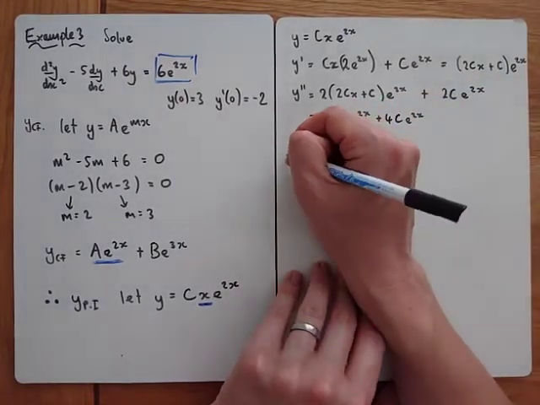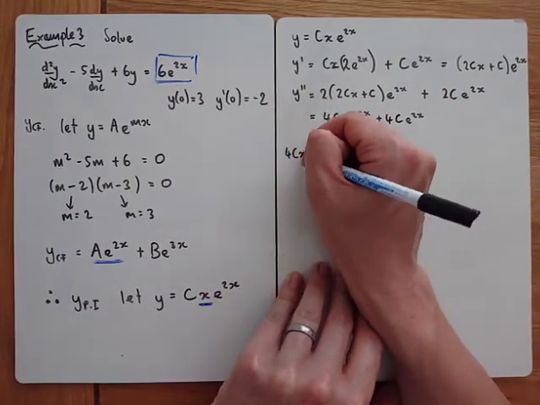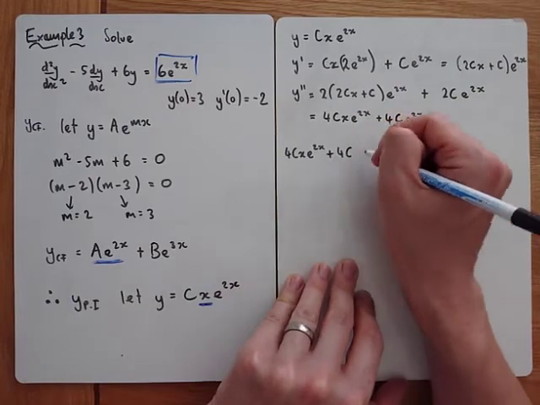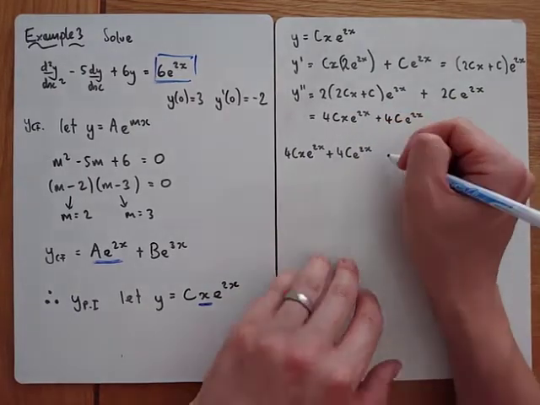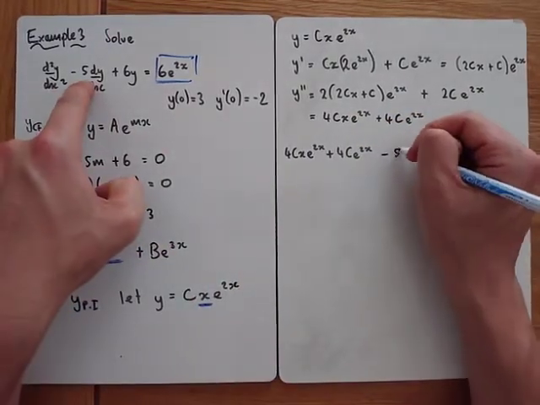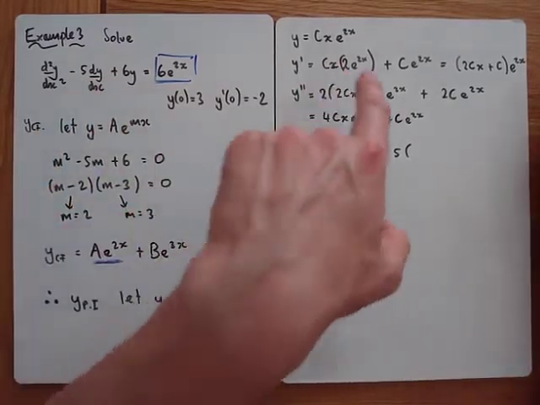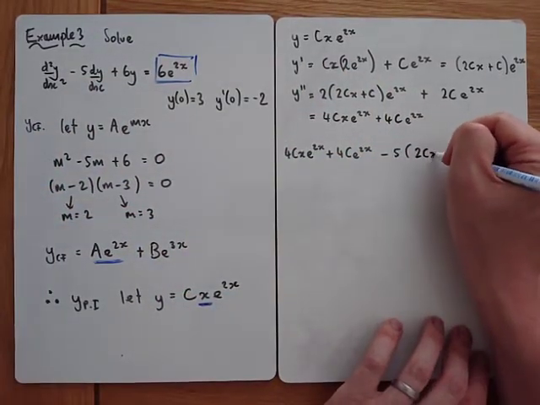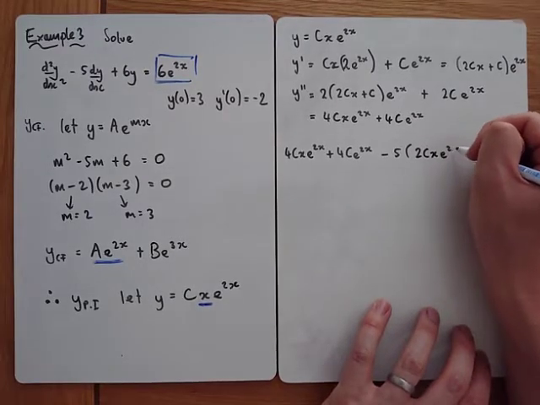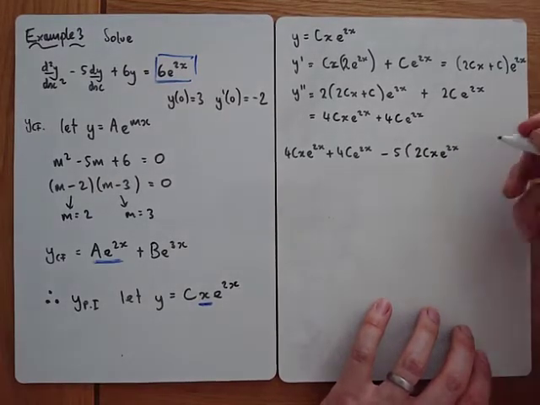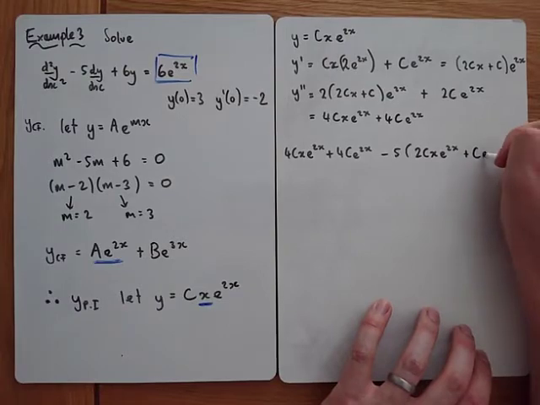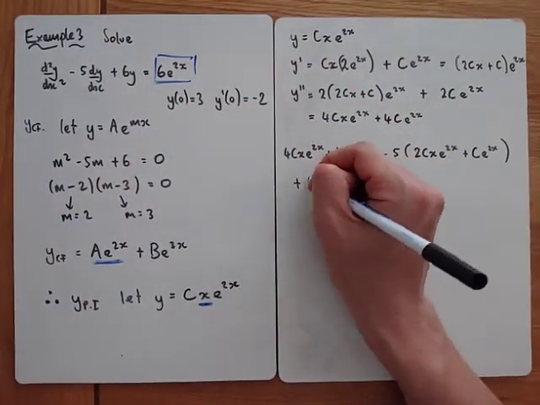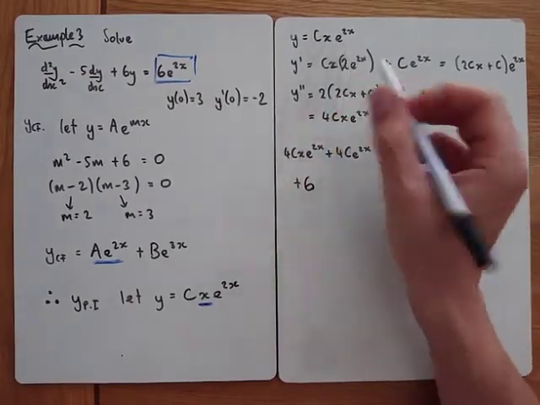So that would become 4cx e to the 2x plus 4c e to the 2x, minus 5 lots of the first derivative, which would be 2cx. I'm just going to expand it out so they all look the same, and then c e to the 2x, plus 6cx e to the 2x.